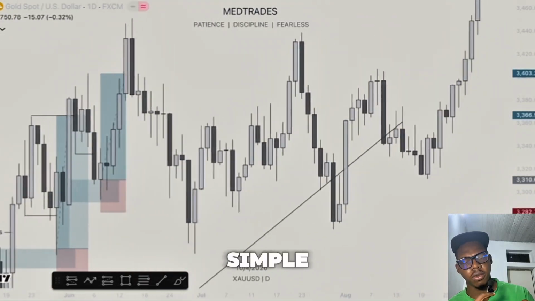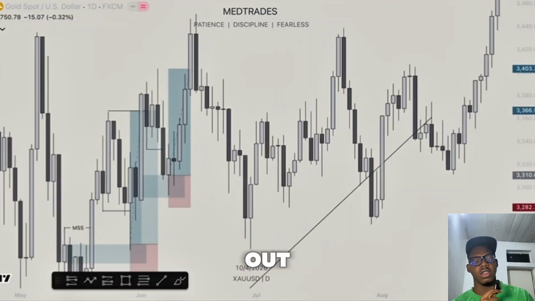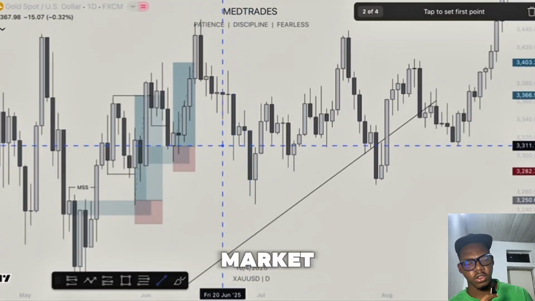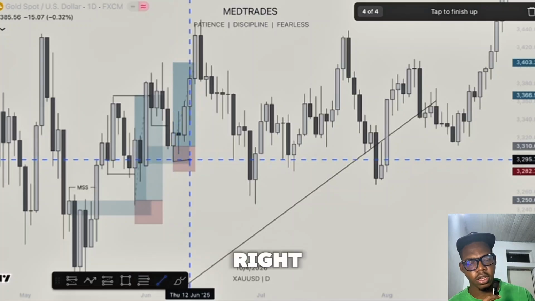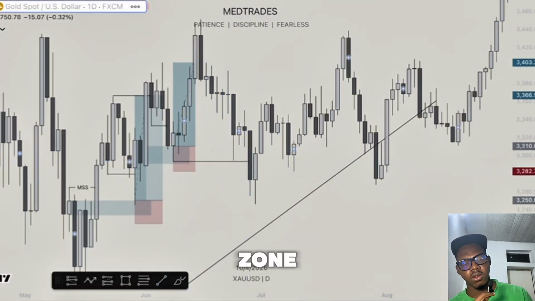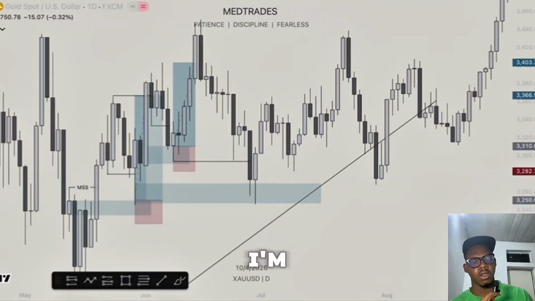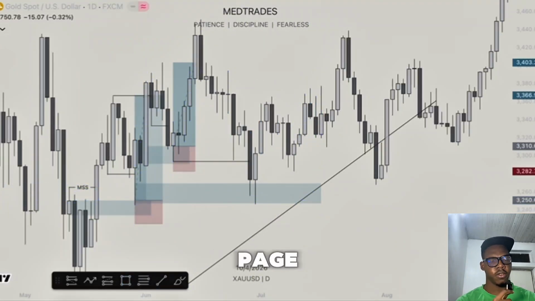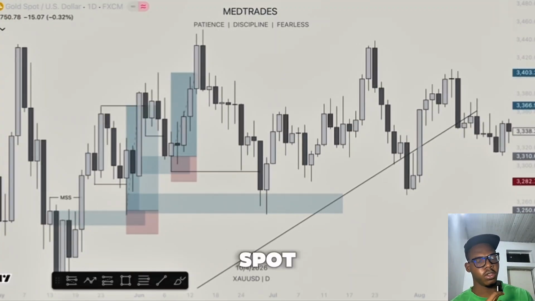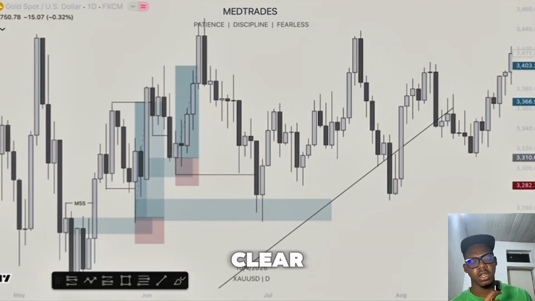Now it's very simple. I can see here that price came here, price took out this low right here, forming a market structure shift. So this was an MSS right here. Now note we are still bullish, right? Now there is a zone here, on the 4 hour time frame. I'm not using the TradingView page version, so I can't really go to the lower time frame to spot this out. But let's stick to this daily because it's too clear, right?